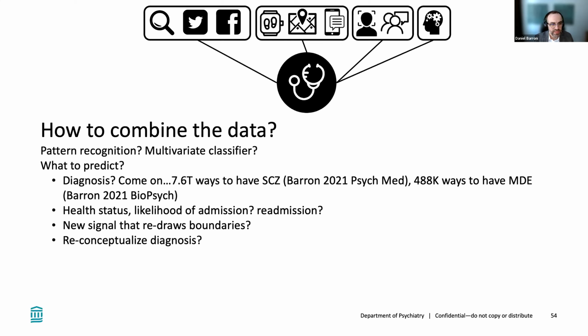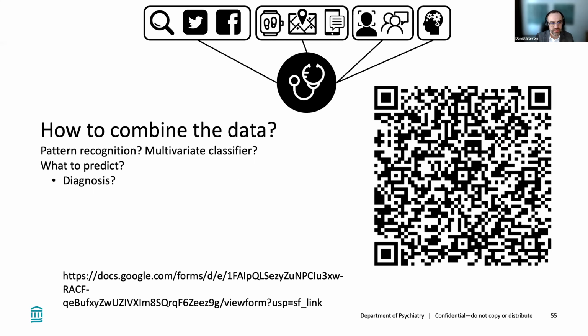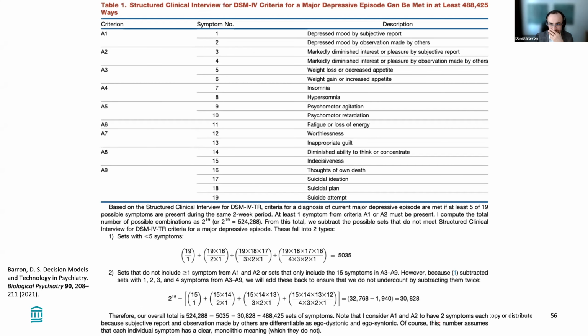Okay. Yeah, so we can predict things like diagnosis. However, I crunched the numbers for diagnosis of major depressive episode. And it turns out that there are 488,000 combinations of symptoms that can lead to a diagnosis of a major depressive episode. Right. And so these are the diagnostic criteria. And it's kind of like a choose your own symptom pattern. If you have depressed mood, either by their own subjective report or by an observable clinical sign, then that meets criteria 1A. A3 can be met with weight loss or weight gain. So that's A3. Insomnia, hypersomnia. And so what I'm suggesting here is that there are many different combinations of symptoms that can all meet the same criteria for major depressive episode.